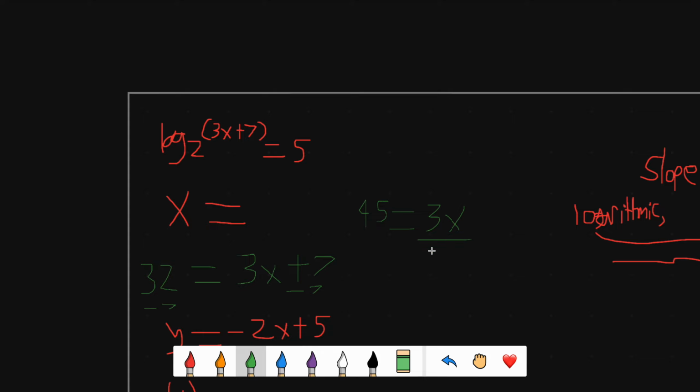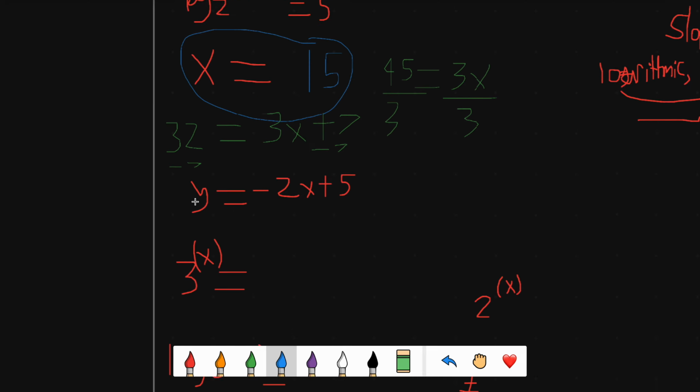This is so easy, like sixth grade. You divide by 3, divide by 3, and you get 15. So the answer will be 15 because 15 times 3 is 45. So that's how you solve a logarithmic equation.